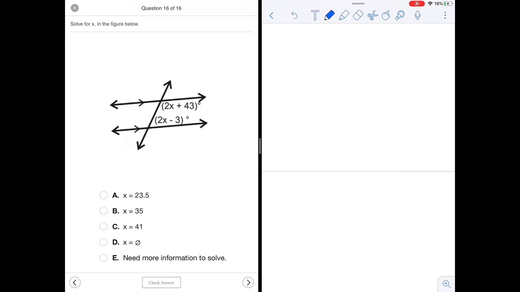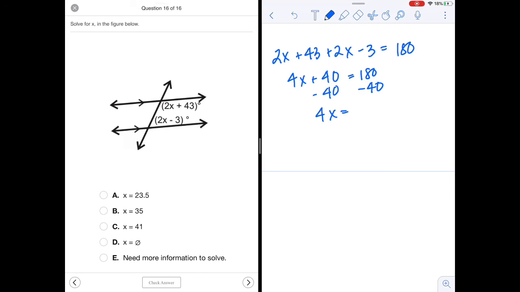So let's create that equation. 2x plus 43 plus 2x minus 3 is equal to 180. Now combining my like terms, I end with 4x plus 40 is equal to 180. Subtract 40 from both sides. We're left with 4x is equal to 140. And now, dividing by 4, we should get x is equal to 35.